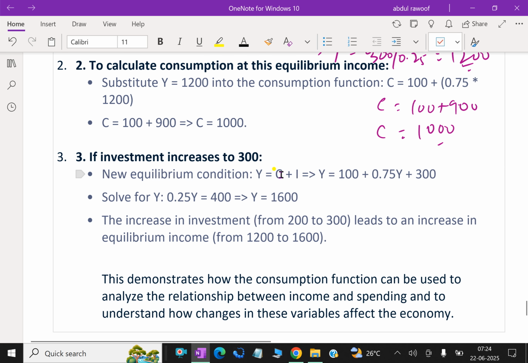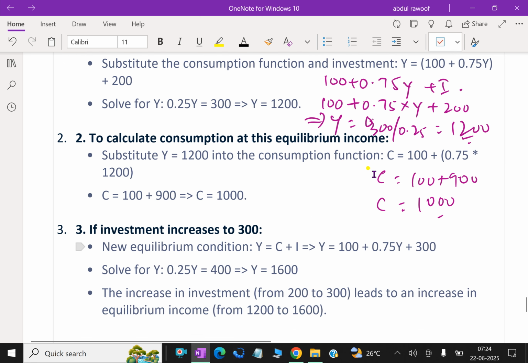If the investment increases to 300, what happens? The new equilibrium condition is Y equals C plus I, where Y equals 100 plus 0.75Y plus 300. So 300 plus 100 is 400. Y minus 0.75Y is 0.25Y, which is equal to 400.